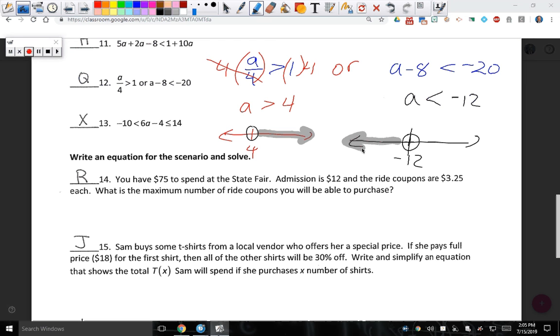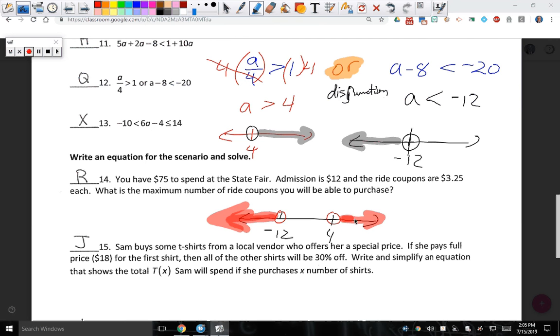And here is what this word is saying. This word is a disjunction. It means, that's a J by the way, this is a disjunction. That means if I were to draw this out together, you would have a negative 12, you would have a positive 4, and you would have them shading like this. Notice how there's no overlap whatsoever. Okay, that's a disjunction. That means my answers could be either here or they could be here. That's what OR is talking about.